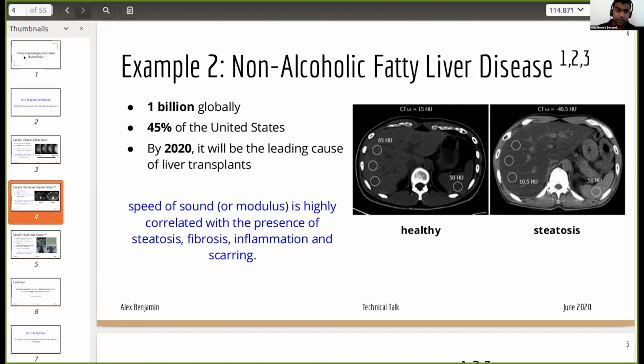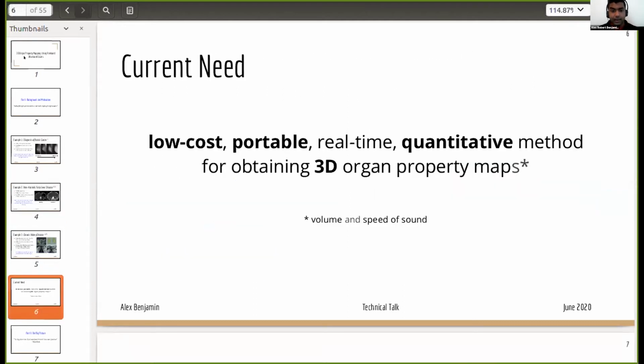So the current need that I was trying to address was, how do you develop a low-cost, portable method of generating three-dimensional organ property maps? There's two problems, generally speaking. One is the acquisition of three-dimensional volumes, and the other is actually coupling these three-dimensional volumes with property maps.